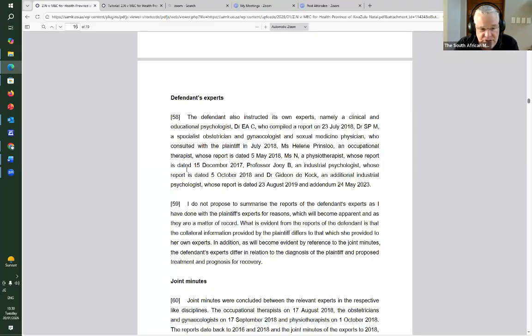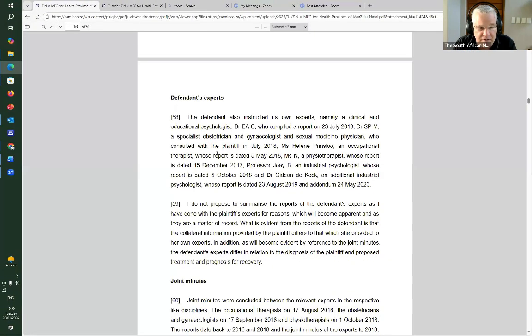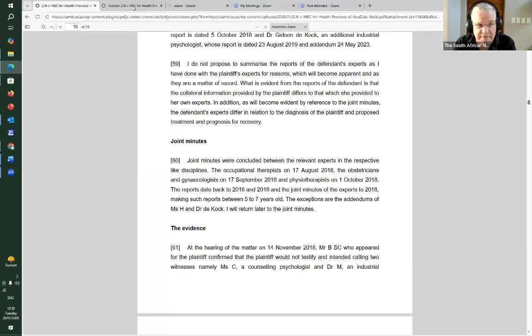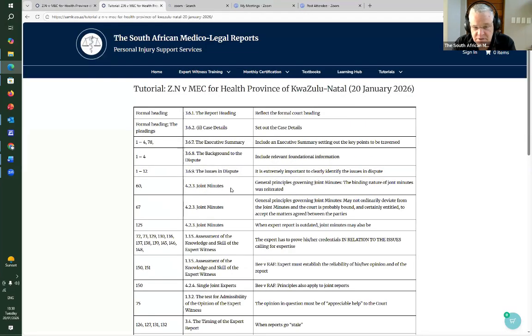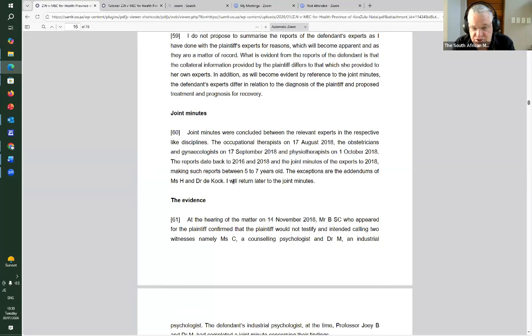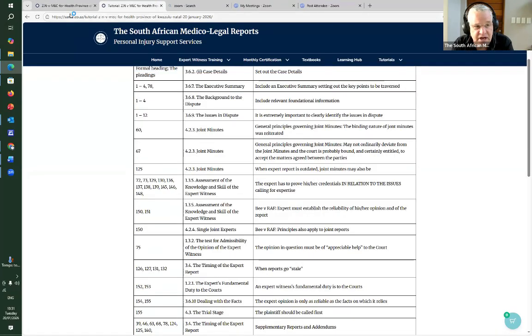All right, and then that takes us through to paragraph 60. Now she starts with joint minutes. The joint minutes come into this particular judgment. You'll see the general principle governing joint minutes in the expert witness guide is paragraph 4.2.3. The binding nature of joint minutes was reiterated. So what she goes through here is that she says she'll return later to the joint minutes, but she makes the point that the joint minutes were concluded, and she deals with it in detail a little later on in the judgment.